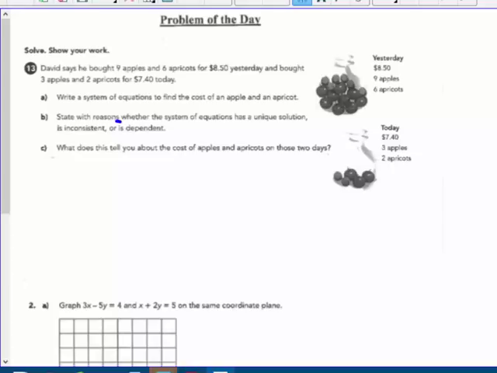So answer all 3 parts of that, work out the equations, the system of equations. Let x equal apples and y equal apricots, since A and A won't work. That would be a great idea to use x and y.